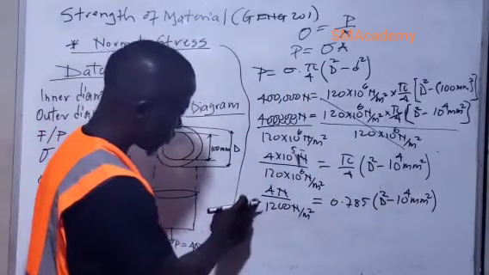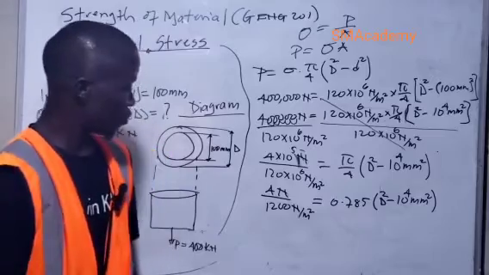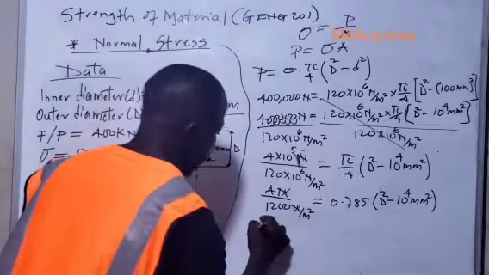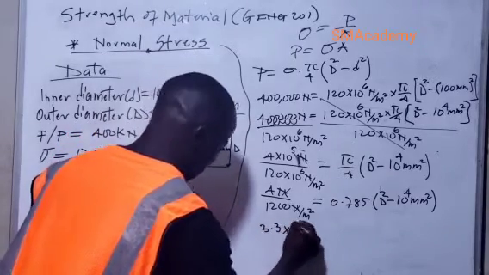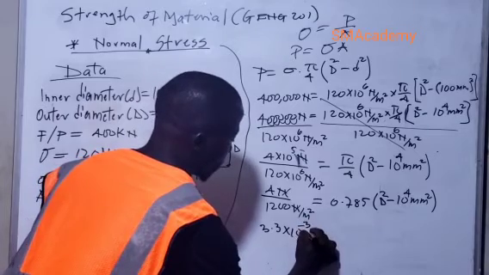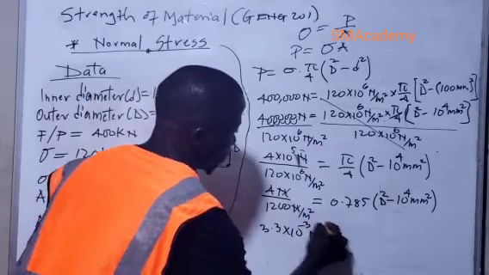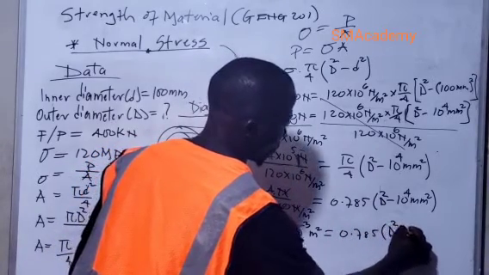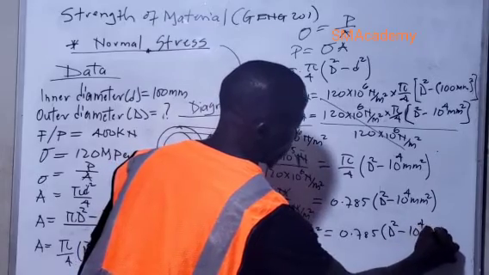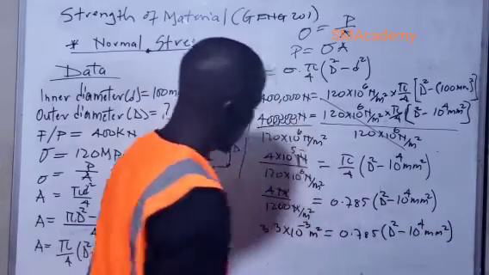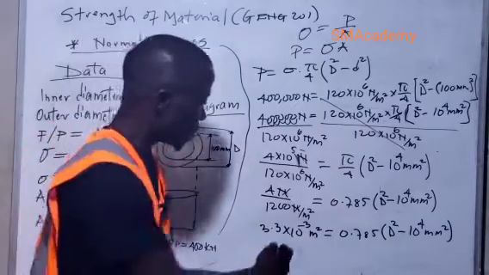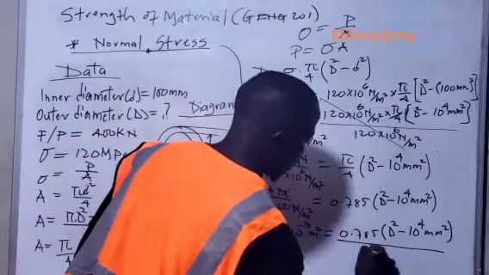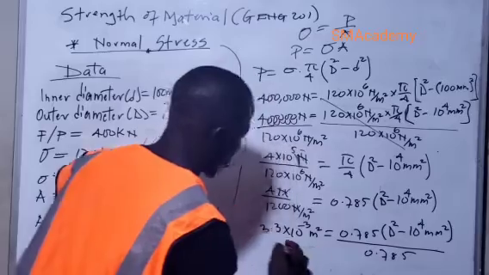Millimeter square. So we say 4 divided by 1,200 Newton, you get 3.3 times 10 raised to the minus third power meter square is equal to 0.785 parentheses open outer diameter square minus 10 raised to the 4 power millimeter square. So we divide both sides by 0.785.